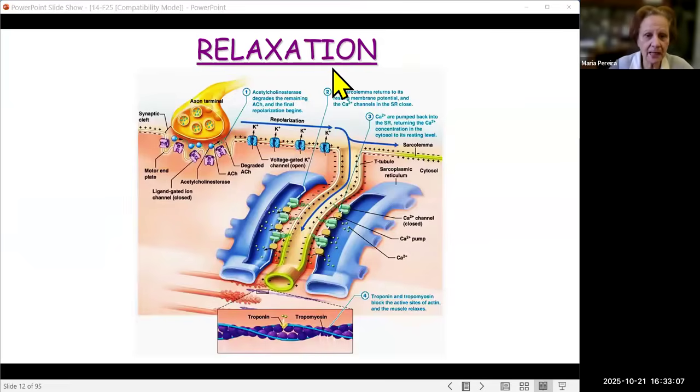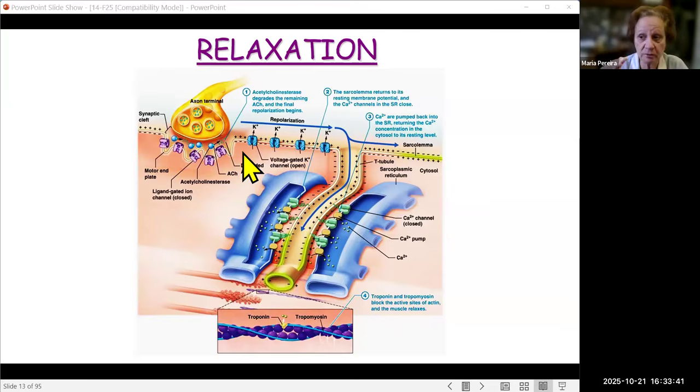Okay, so relaxation. You see now there's another event that is important. So we talked about the opening of the calcium pumps to allow calcium to go back into the sarcoplasmic reticulum. But what is the signal now for this to happen? So what happens is, remember that the action potential goes first from minus 60 to plus 30 millivolts.